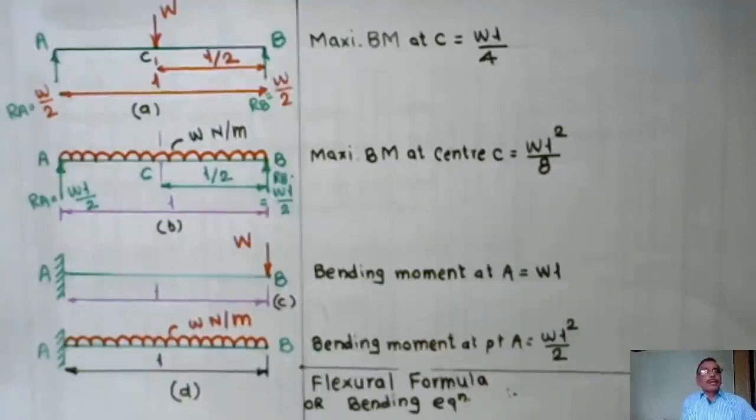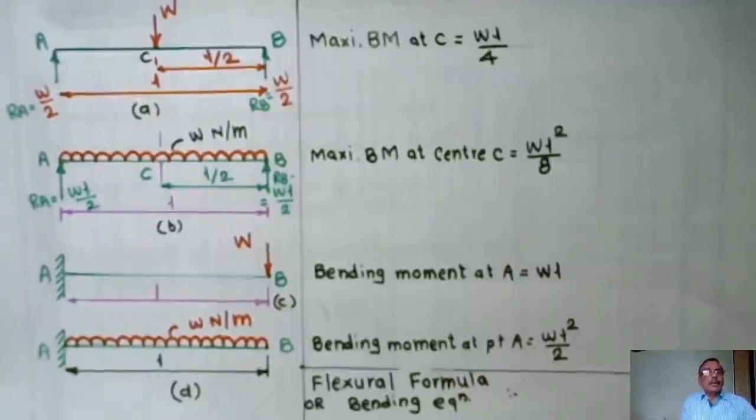In the second figure, the simply supported beam is loaded by a UDL, uniformly distributed load, so its reactions Ra is equal to WL by 2 and Rb is equal to WL by 2, because the total load acting on span AB is W, the UDL, spread throughout the length L. So W into L is the total load acting at the center. That's why WL by 2 and WL by 2. Maximum bending moment acts at the center, that is C, and is equal to WL square by 8.